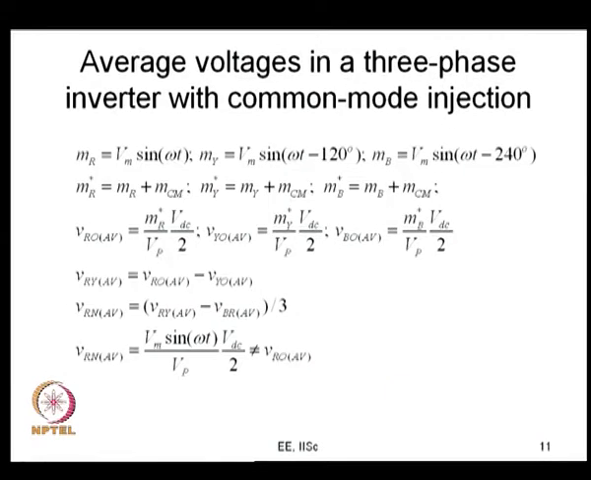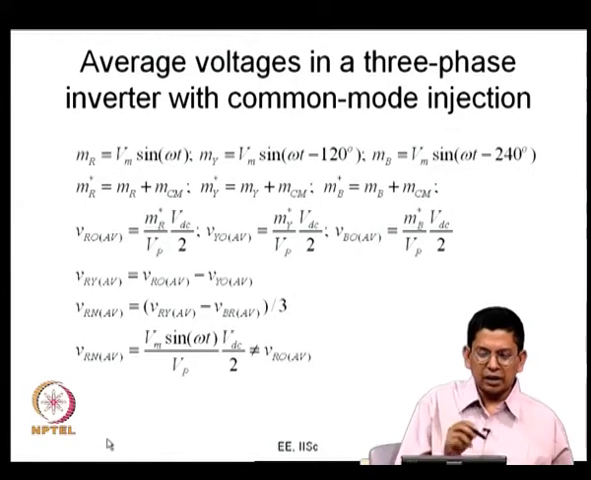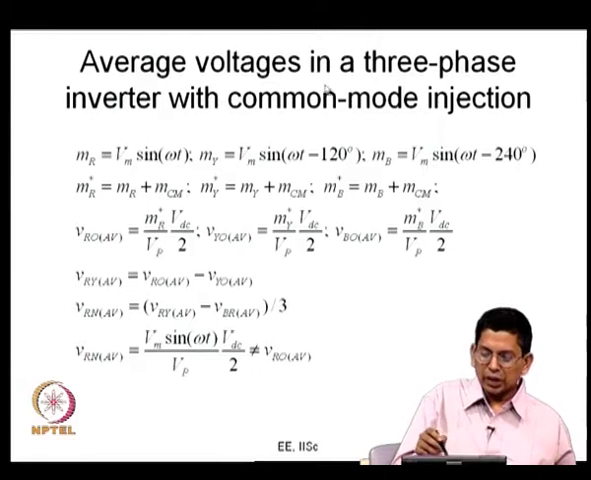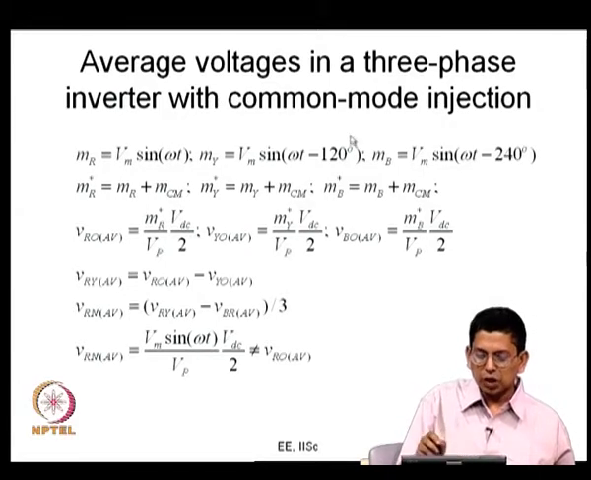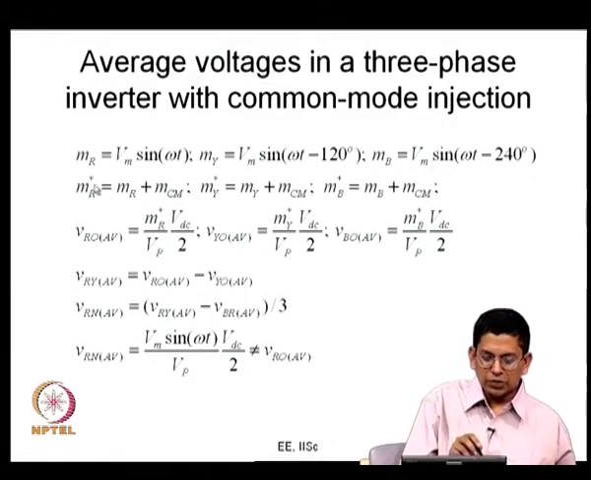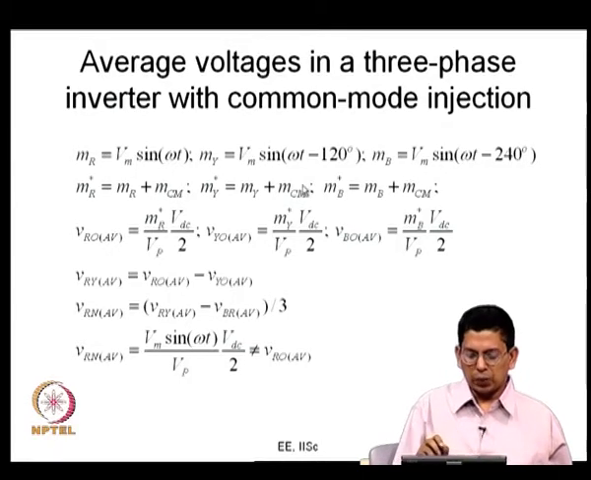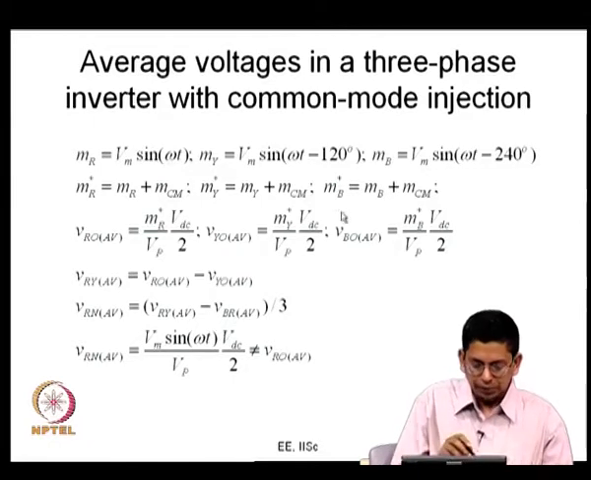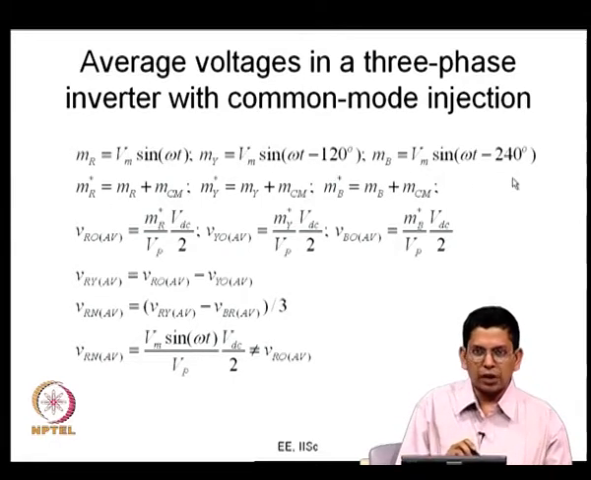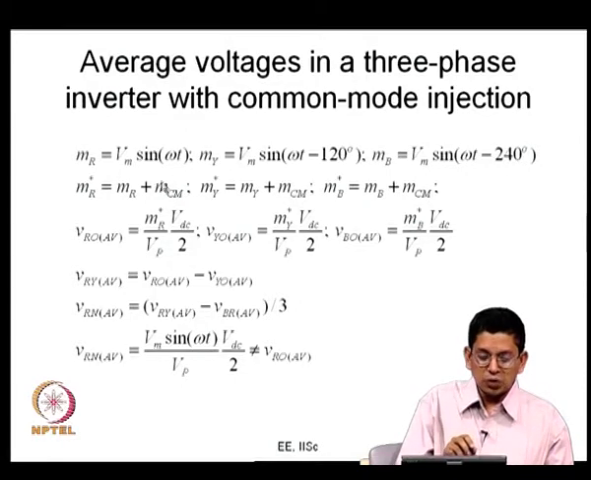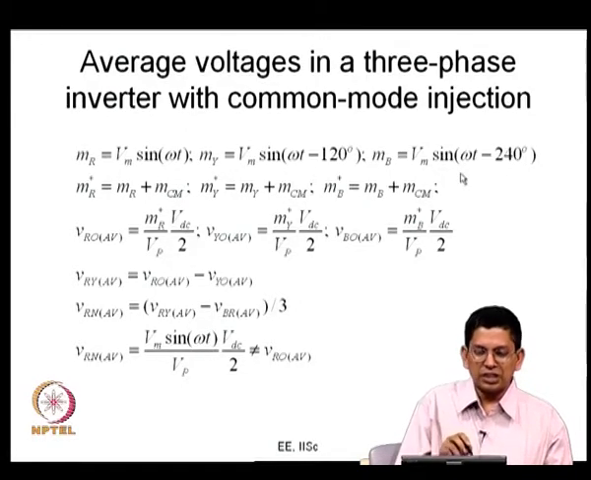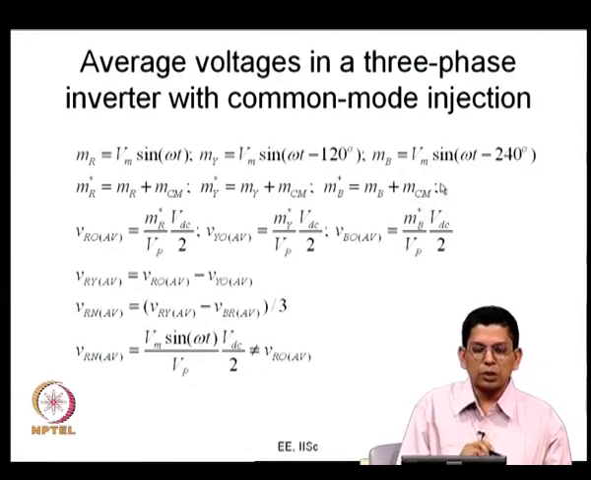So, let us just look at the next level of complication, the next step of adding a common mode voltage. Once again we are looking at average pole voltages, now with common mode added. We start from the same 3 phase sinusoidal signals: Vm sin omega t, Vm sin omega t minus 120, and Vm sin omega t minus 240. These are 3 phase voltages. So, these are the same voltages. This is the desired fundamental voltage. These are measures of the desired fundamental voltage now.